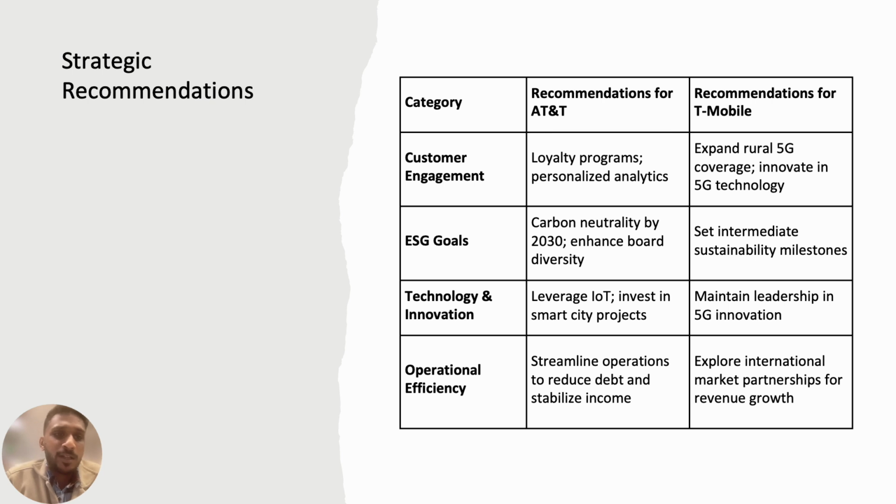These are the strategic recommendations for AT&T and T-Mobile. Customer engagement: loyalty programs and personalized analytics for AT&T, expand rural 5G coverage and innovate in 5G technology for T-Mobile. ESG goals: carbon neutrality by 2030 and enhance board diversity for AT&T, set intermediate sustainability milestones for T-Mobile. Technology and innovation: leverage IoT and invest in smart city projects for AT&T, and maintain leadership in 5G innovation for T-Mobile. Operational efficiency: streamline operations to reduce debt and stabilize income for AT&T, and explore international market partnerships for revenue growth for T-Mobile.